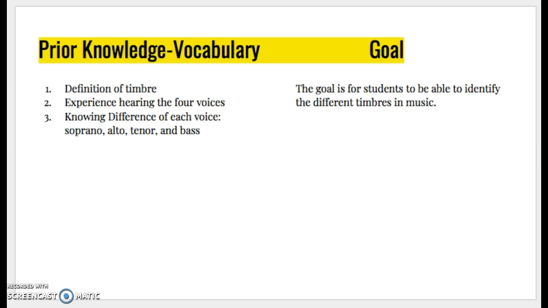And to be able to have a lesson where they identify the four voices, they must have prior knowledge of them, like having heard them before this lesson. And the goal is for students to be able to identify the different timbres in music.